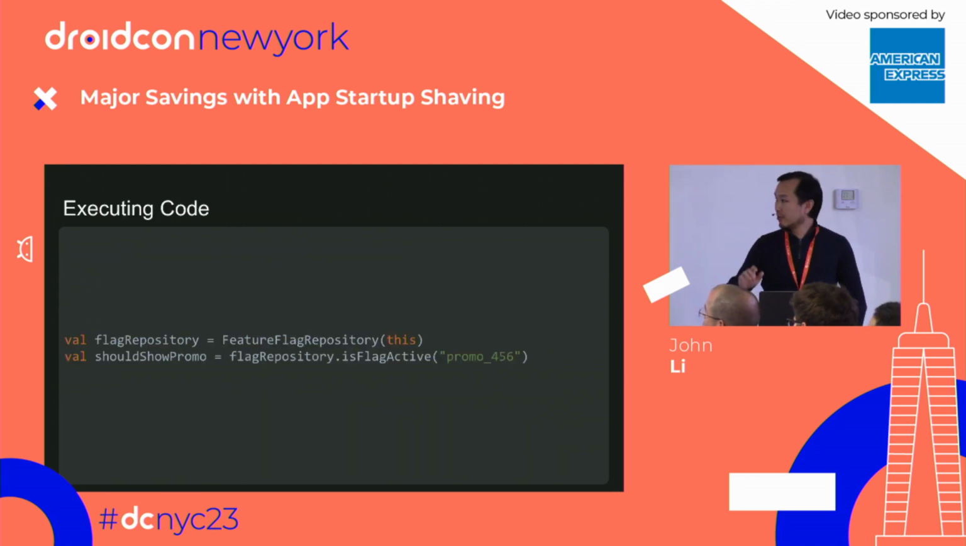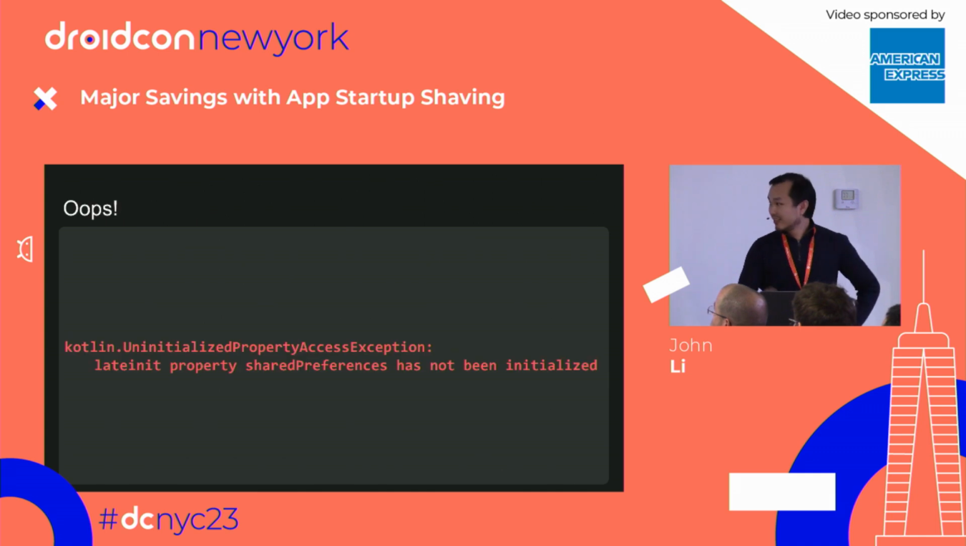What happens when we run this code? I'll give it a second. I do hear a lot of people saying it's going to crash, and that's actually correct. It'll say uninitialized property exception. So we have a race condition. This is a common occurrence called a race condition.